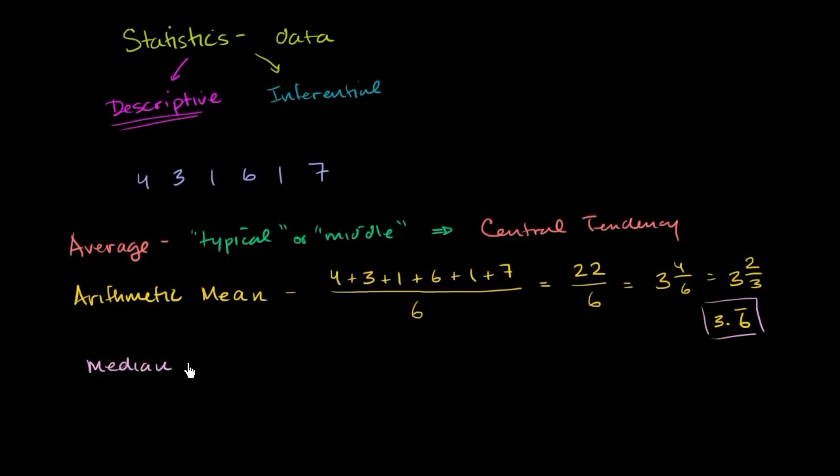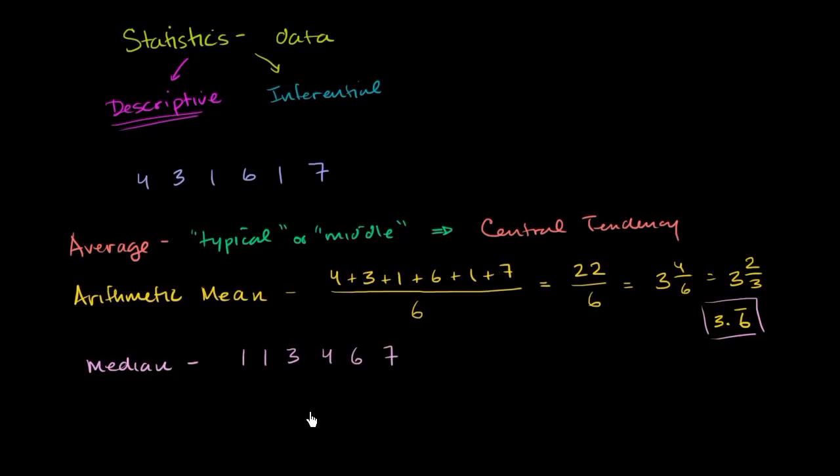The median is literally looking for the middle number. If you were to order all the numbers in your set and find the middle one, then that is your median. So given that, what's the median of this set of numbers going to be? Let's try to order it. So we have 1, then another 1, then a 3, then a 4, a 6, and a 7. All I did is reorder this.